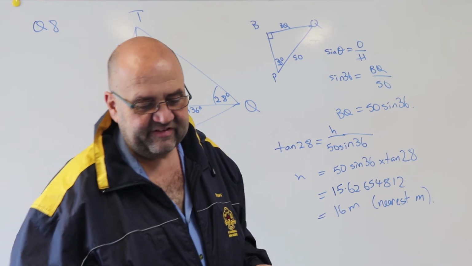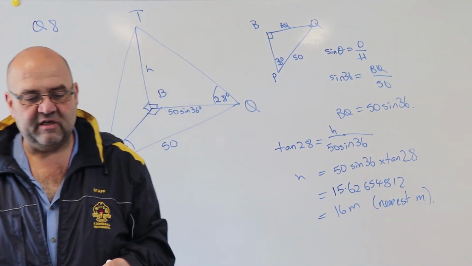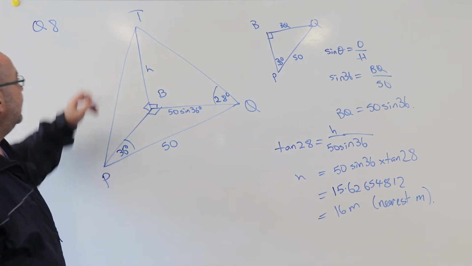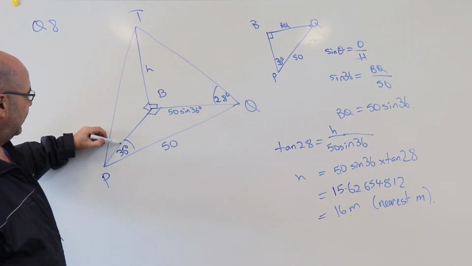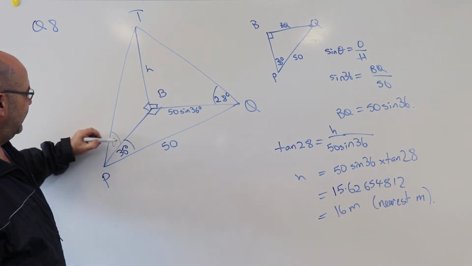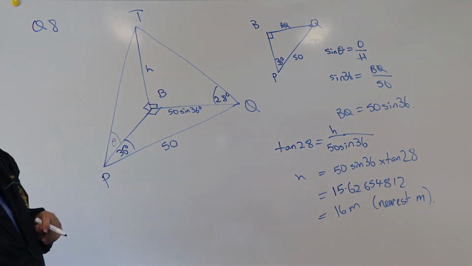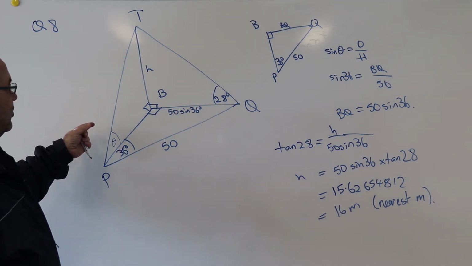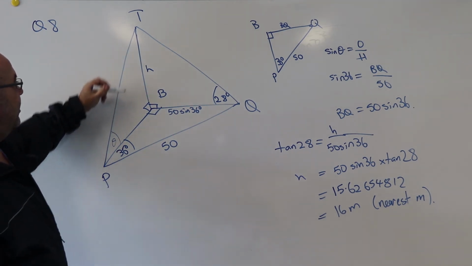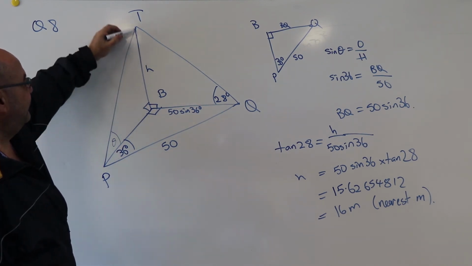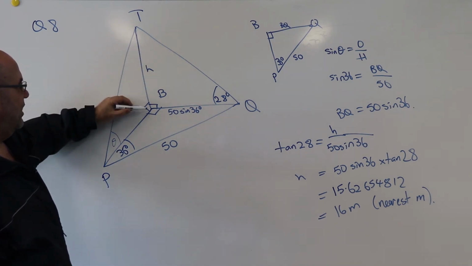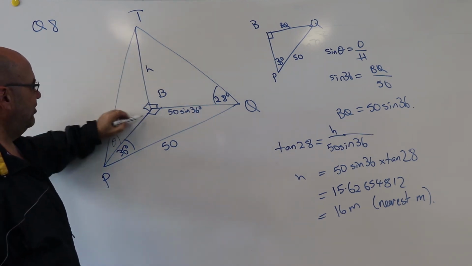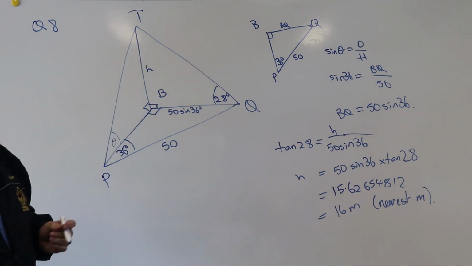Question C says to find the angle of elevation of T from P. So there's T, here's P. They're asking us to find this angle over here. Okay, well, what do I know? I know the height here, so I know that's 16 metres. But that's all I know in this triangle here. There's nothing else that I know in that triangle. I need to find another side.